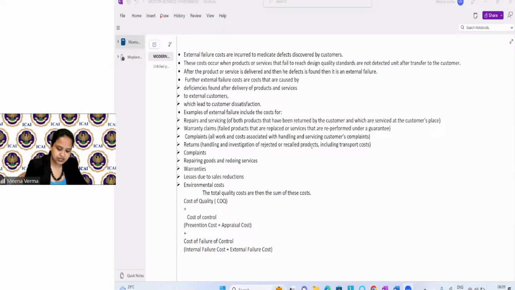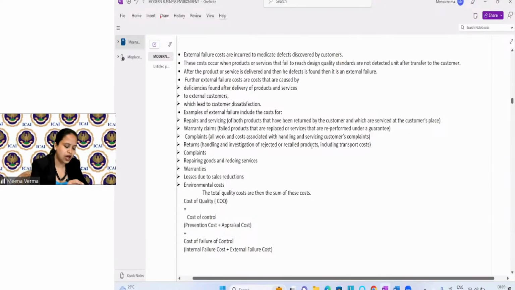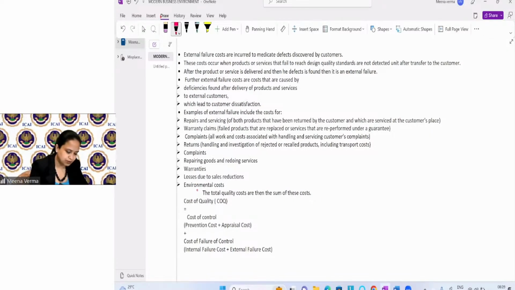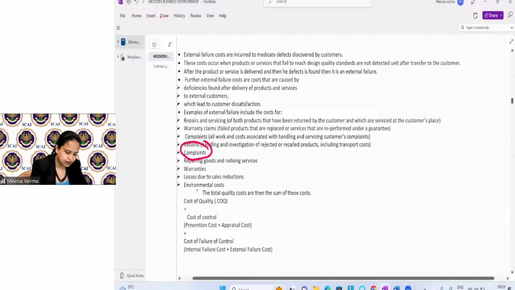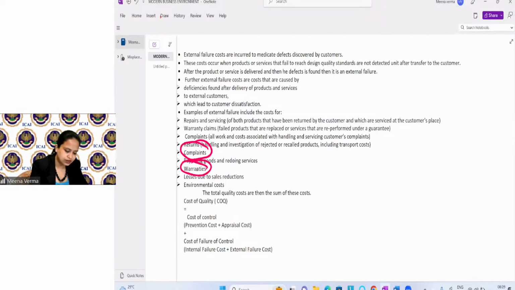So when the defect reaches the customer, what will happen? You have to handle the complaints, right? You have to handle the warranties. You have to handle the guarantees, right? After sale services, you have to provide the after sale services.